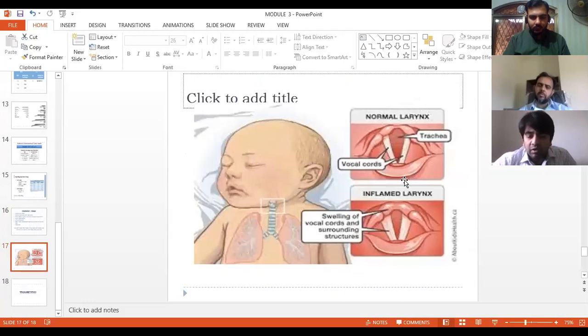So these are the vocal cords which should be visualized, and under vision we should pass the endotracheal tube through these vocal cords and then secure the endotracheal tube.